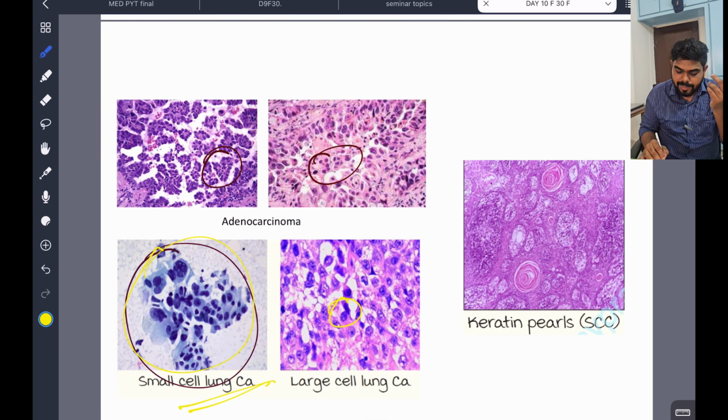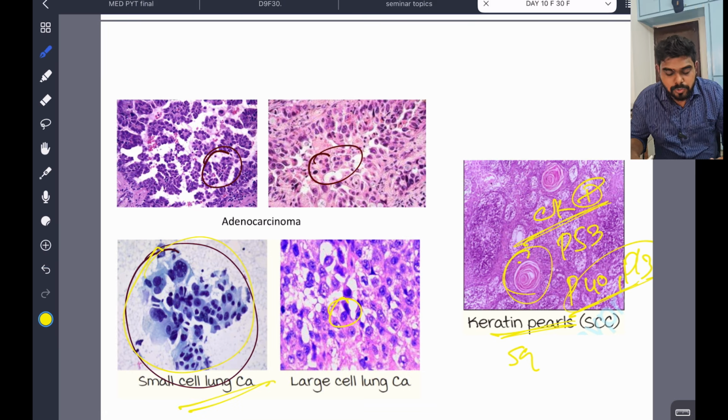Usually they show keratin pearls in squamous cell carcinoma. You can see the keratin pearls. That's why it is cytokeratin positive, and p53 mutations are there. That's why p40 and p63 are the markers along with cytokeratin. These are very important. CEA is also very important.